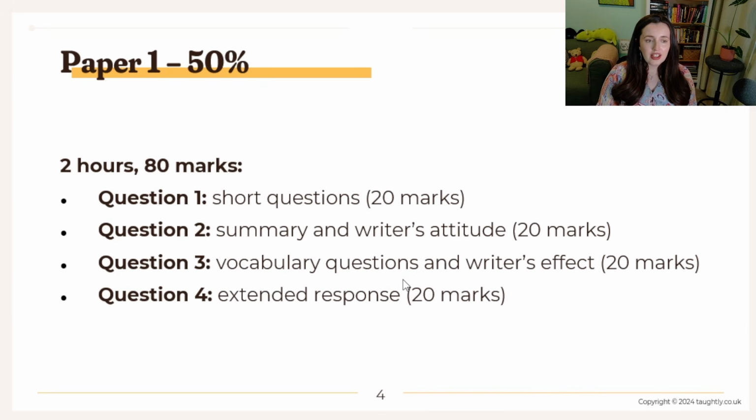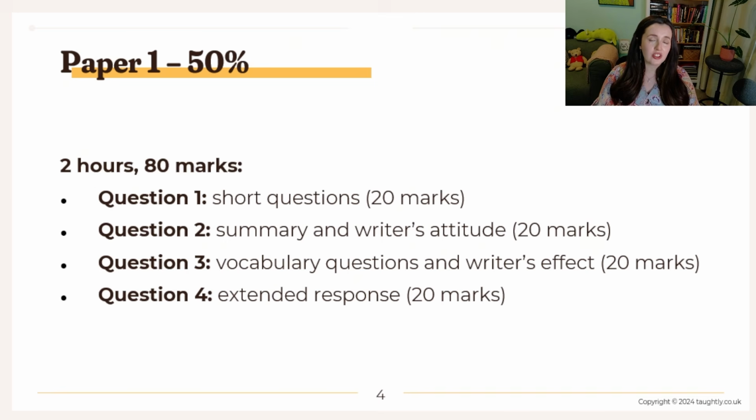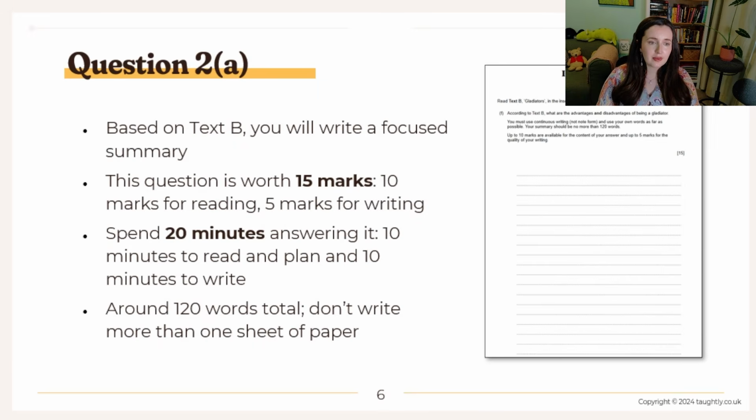Alright, so the summary writing question will now be question 2. And it will be followed by the writer's attitude question, which is a new addition to the 2027 paper. However, the summary writing question itself really hasn't changed, so you will be able to use past papers, which is really good.